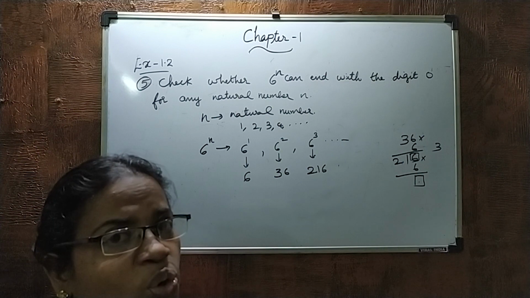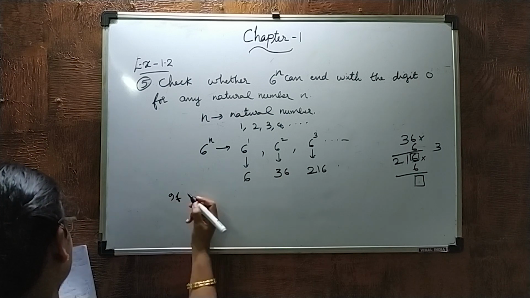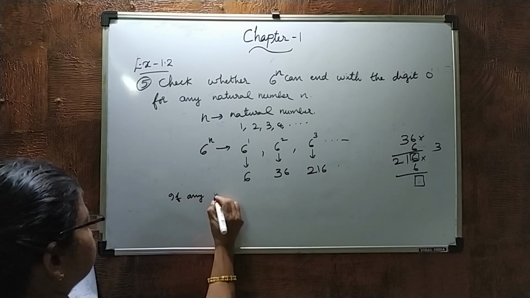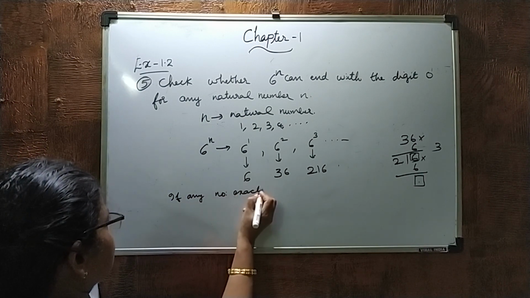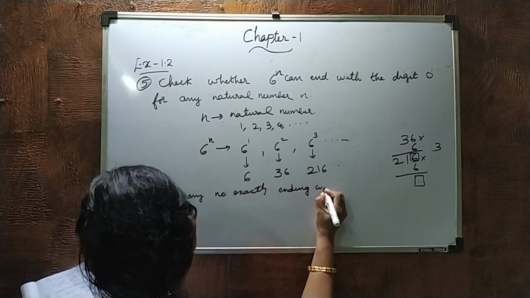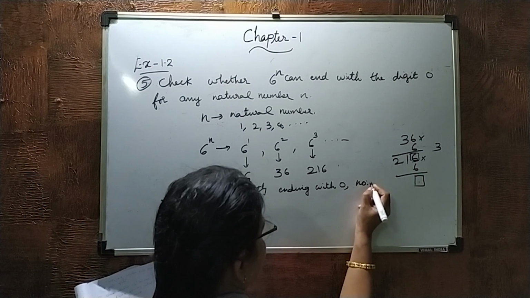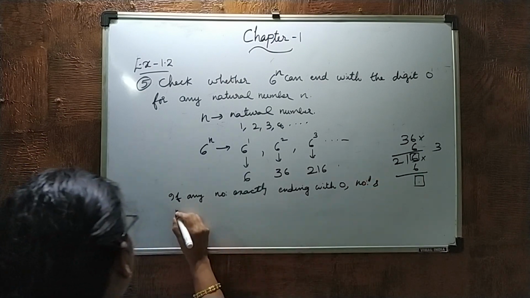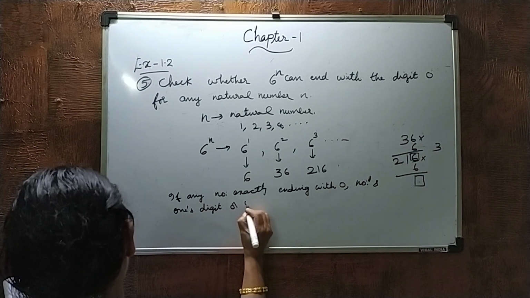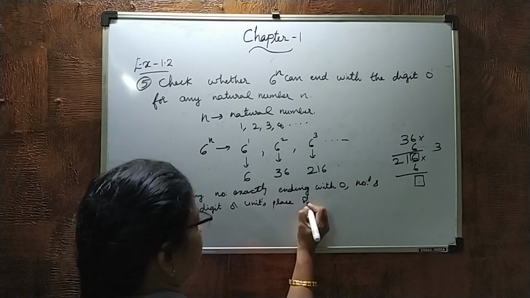So when it will come as 0, that you have to find out. Now look. If any number is exactly ending with 0, means the number's ones digit, or unit place, should be 0.